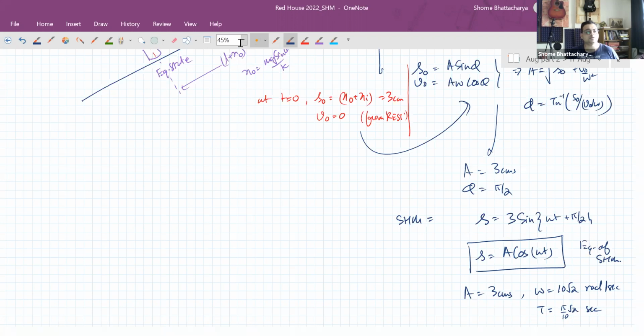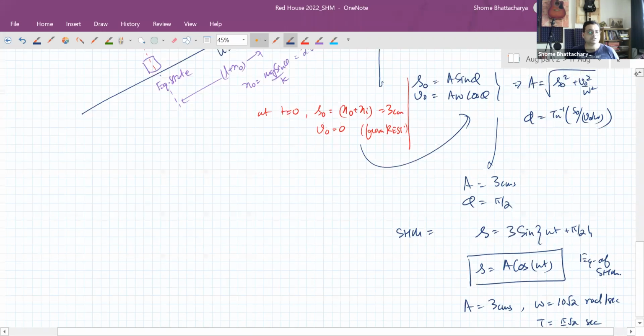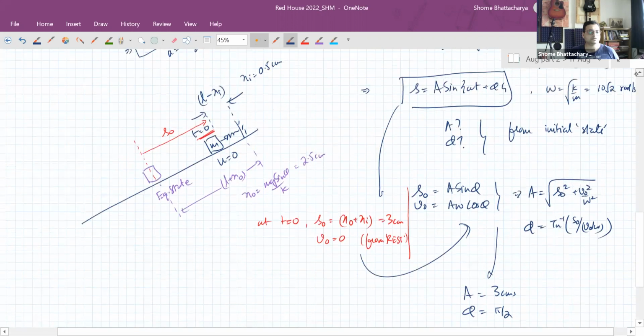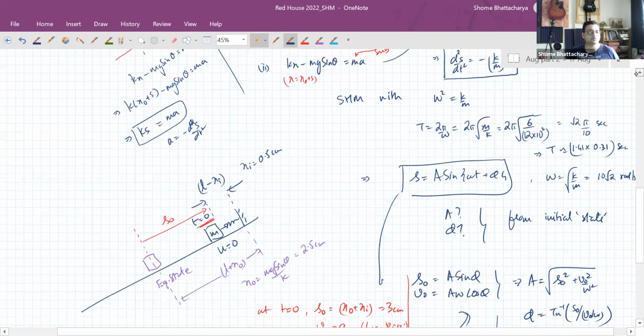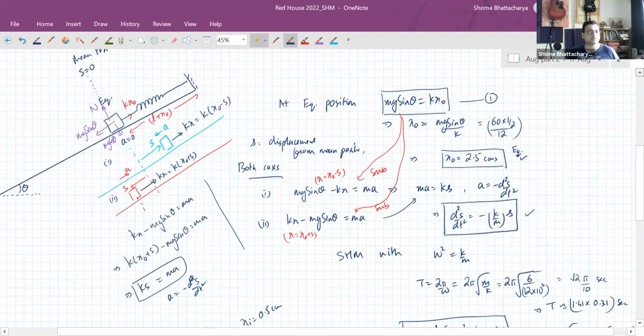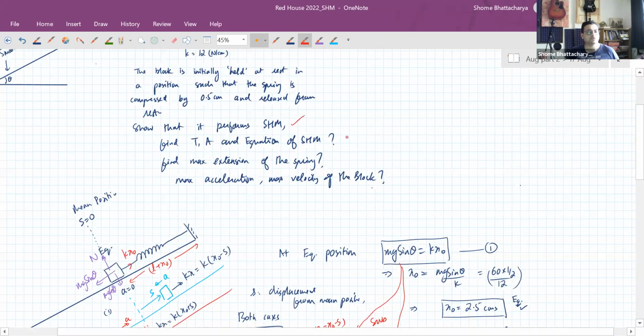Now from this only we have to understand the maximum extension of the spring also. Okay. So in the question we have progressed up to this part now. We have shown that it performs SHM. We have found the time period, amplitude, and the equation of SHM. Now what is remaining is this part: what is the maximum extension and also the maximum acceleration and maximum velocity of the block.